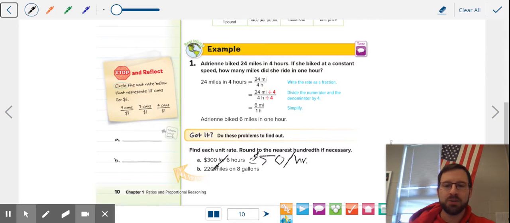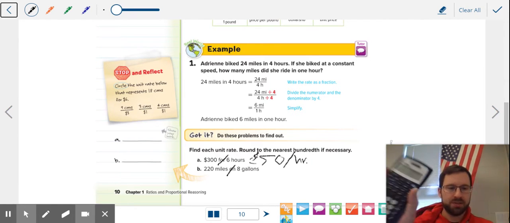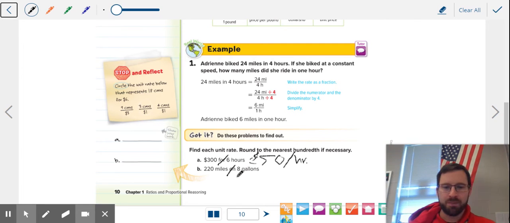In this case, 220 miles for 8 gallons. So this is measuring gas mileage on your vehicle. 220 divided by 8 is, checking my calculator. You can use your phone if you need to, but I always prefer a calculator. 27.5 miles per gallon. Adults like to say MPGs. You might like to say it too.